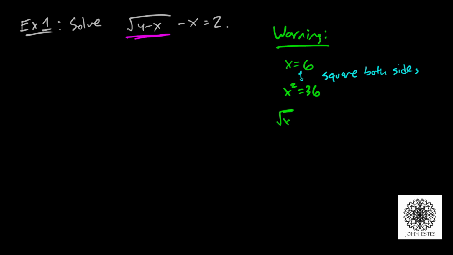I'm going to write it like this: the square root of x squared equals the square root of 36, but when I write the square root of 36, I have to put plus or minus. So I end up with x equals plus or minus 6. Now, think about this. I started out with just x equals 6, and now all of a sudden I end up with x equals plus or minus 6.